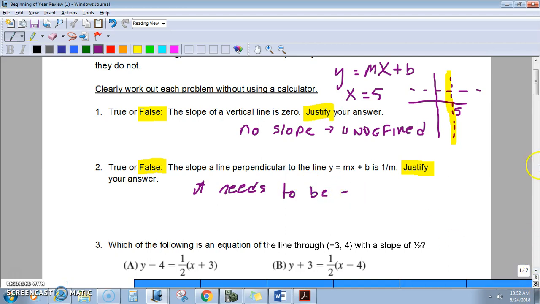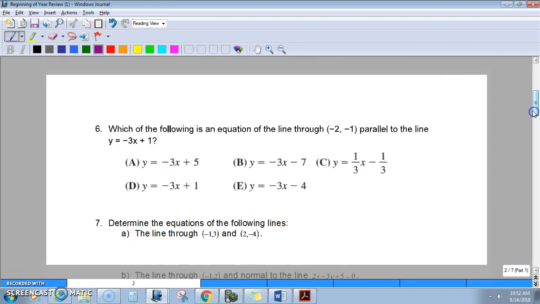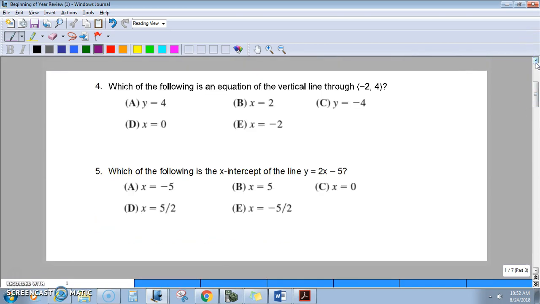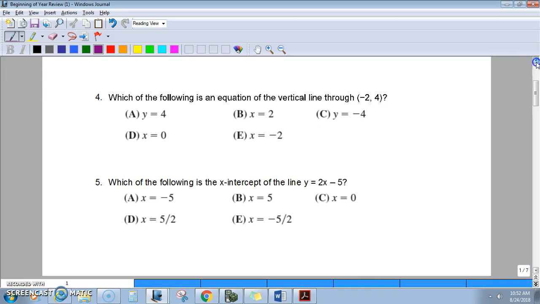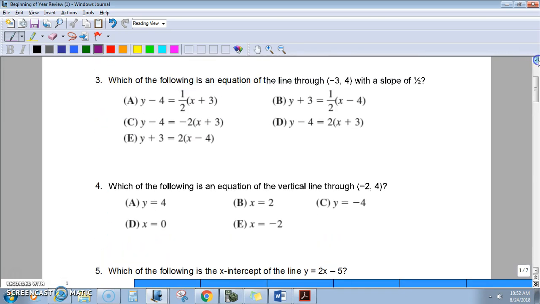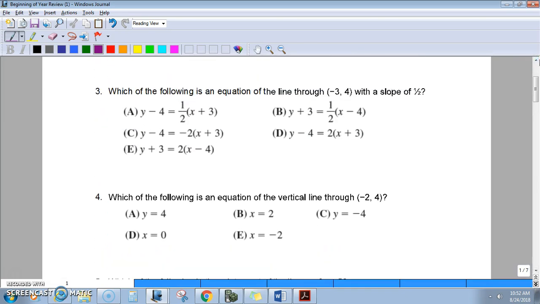All right. ¿Qué más? Whoops. 4. Nope. 3. We missed, didn't we? 3. Which of the following is an equation of the line through points negative 3, 4 with the slope of 1/2? So what we wanted you to remember here is that the very first thing we ever learned is that a linear relationship is y equals mx plus b. You can probably recite this in your sleep, where m is the slope and b is the y-intercept.